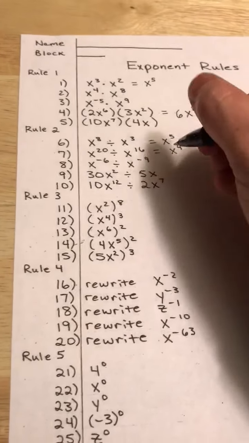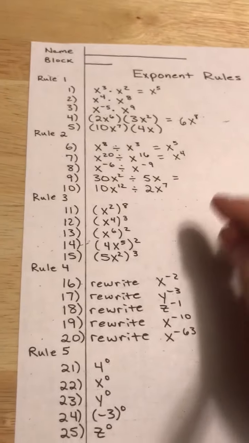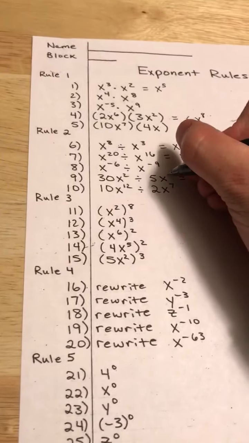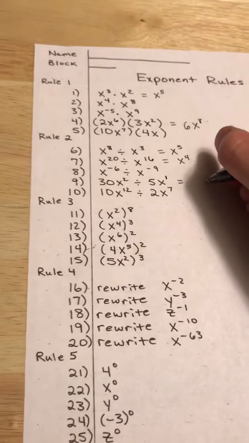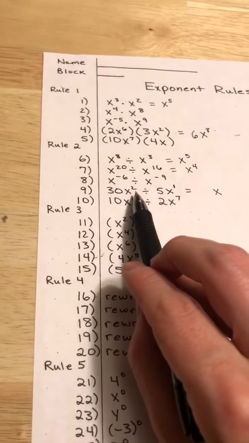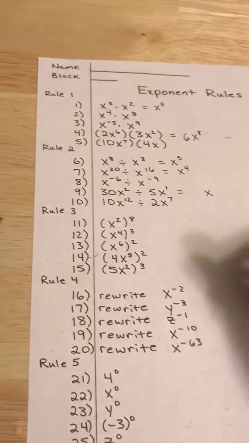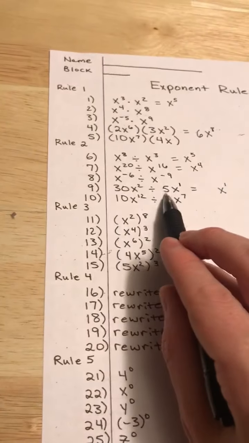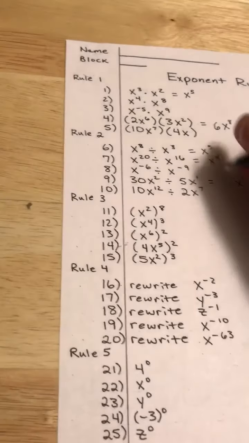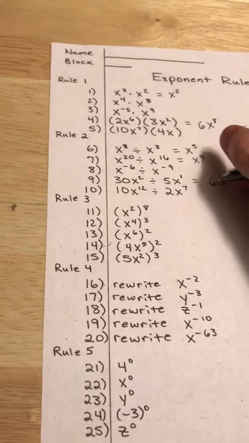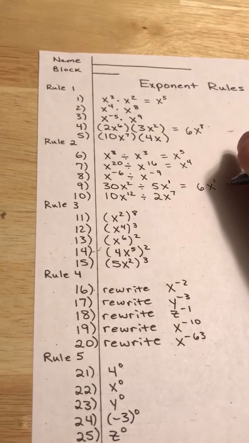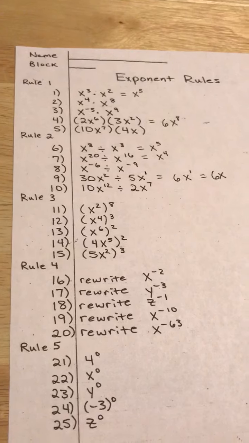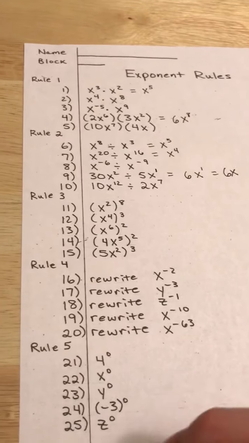All right, let's try number 9. So here, we're dividing by 5x. That's the same thing as 5x to the first power. So when we subtract the exponents, we're going to have this 2 right here minus this 1. That's just going to give us 1. Now, the numbers out in front, 30 divided by 5, you already know that's going to be 6. So I'm going to have 6x to the first power, also known as 6x. Okay? I'll let you do 8 and 10 by yourself.